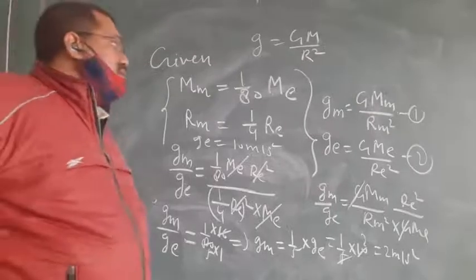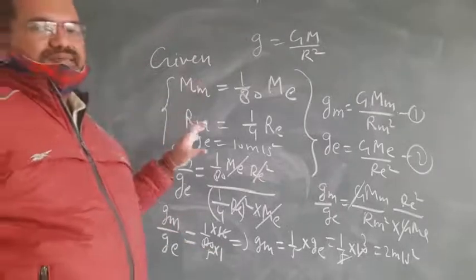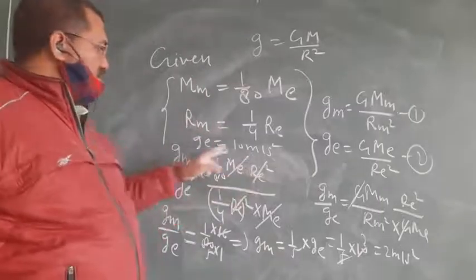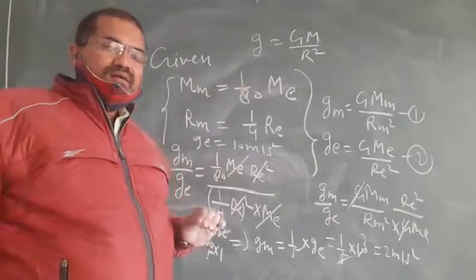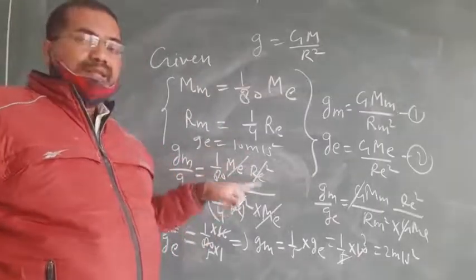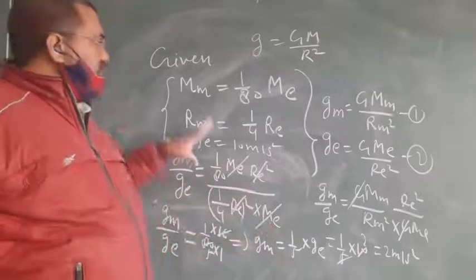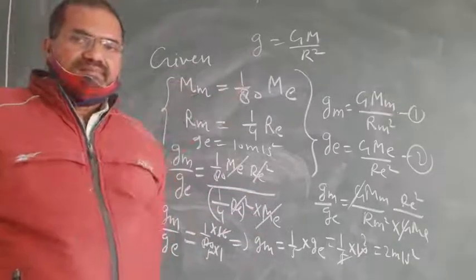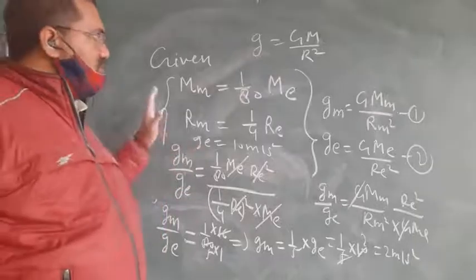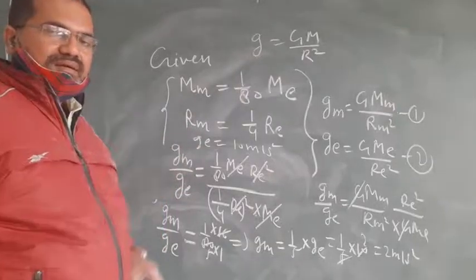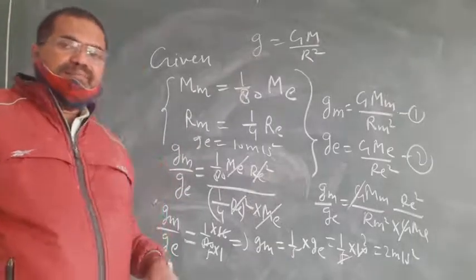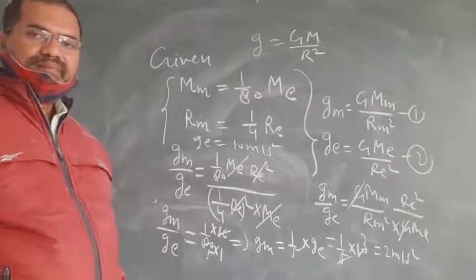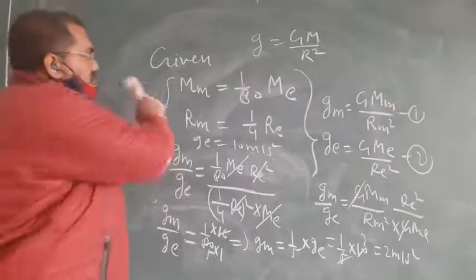Gravity at Earth in this condition. Gravity of Earth is given as 10 meter per second square. So gravity on Moon will be 2 meter per second square if this relation is given. This is all about this question. I hope you all will be able to understand.